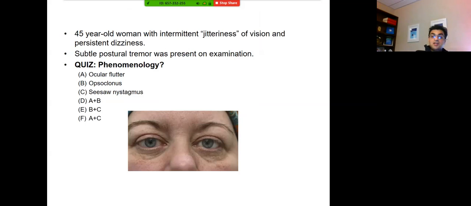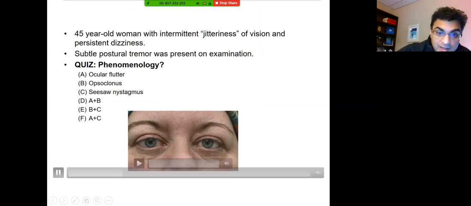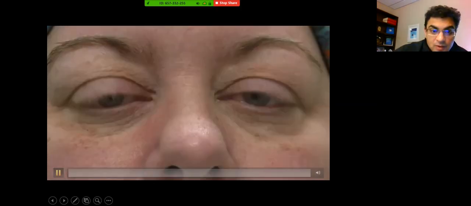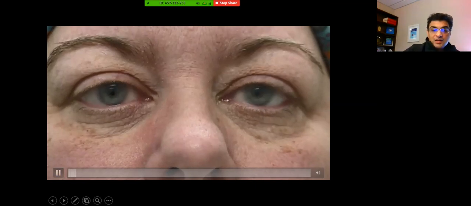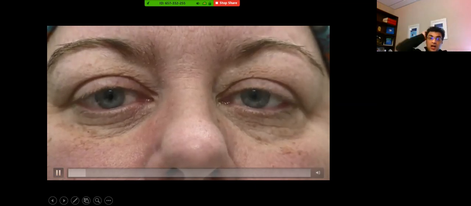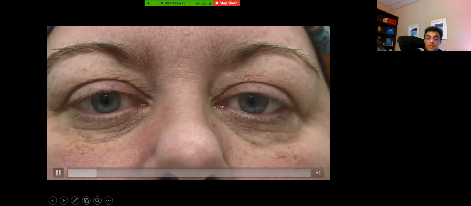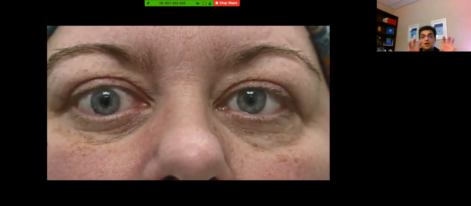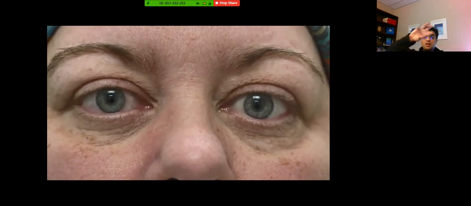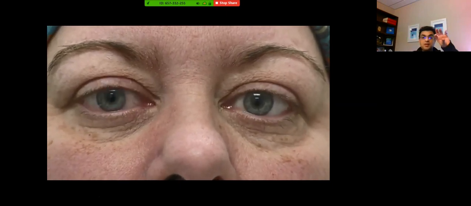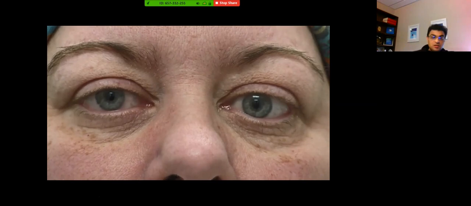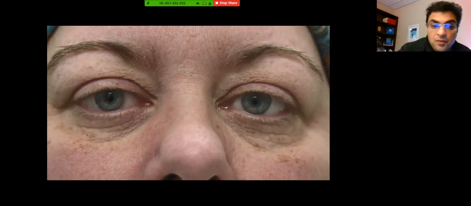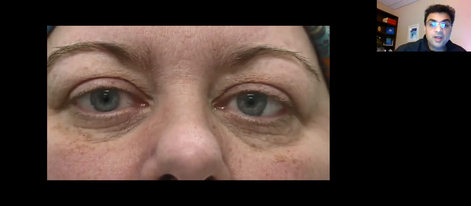What you can see is that she had eyes which are, so she's having this back-to-back eye movements, saccades, and they are in multiple dimensions at the same time. She also has C-saw. So one eye goes up and it intorts, and then the other eye at the same time extorts, and vice versa. So this is a classic example where two phenomenologies were together.